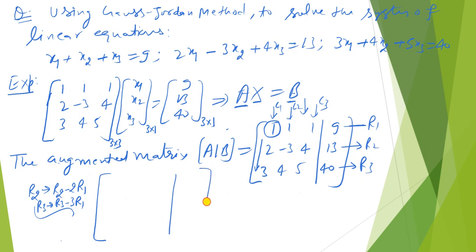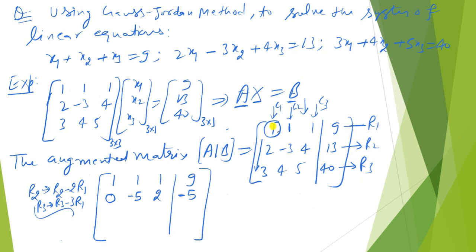So the reduced matrix is, we change only the second and third rows, so write the first row as it is: 1 1 1 9. Then 2 times 1 subtracted from 2 is 2 minus 2, which is 0. 2 times 1, that is 2, subtracted from -3 is -3 minus 2, which is -5. 2 times 1 subtracted from 4 is 4 minus 2, which is 2. 2 times 9, that is 18, subtracted from 13 is 13 minus 18, which is -5.